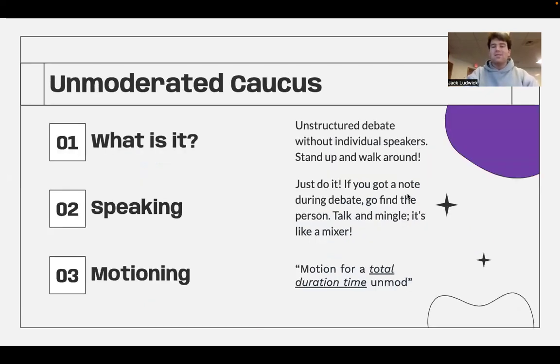All right, unmoderated caucuses. This is that informal, unstructured debate without individual speakers' times.